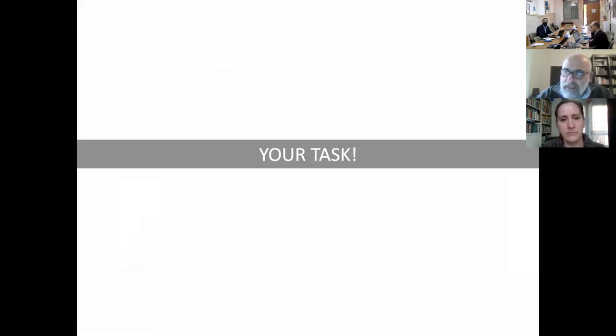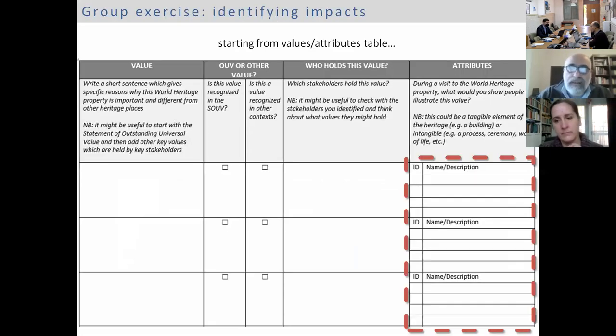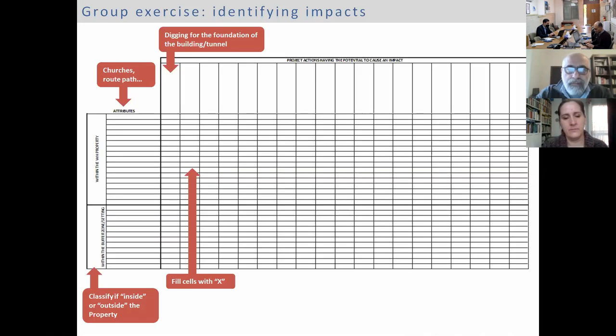What is your task in this next exercise? You will have your values and attributes table filled, I hope, so you have the ID, the name, the description. You will have another table that is a blank one. So you don't have to be scared about this blank page, but I just put an example.